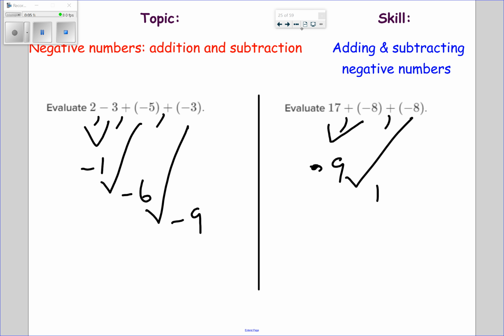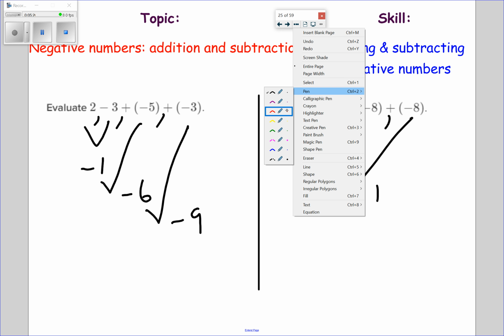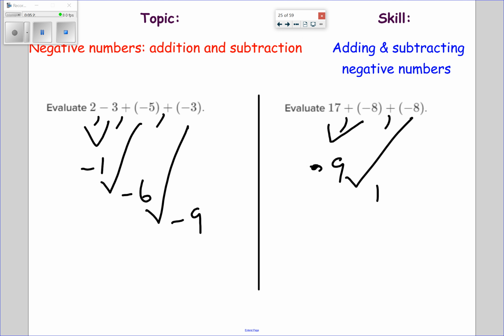All right. Another way of thinking of this one, because it kind of just stands out to me, is I have 17 positives, so that's my positives, and I have 8 negatives, and another 8 negatives gives me 16 negatives. So 8 and 8, 16 negatives, and 17 and negative 16 makes 1.